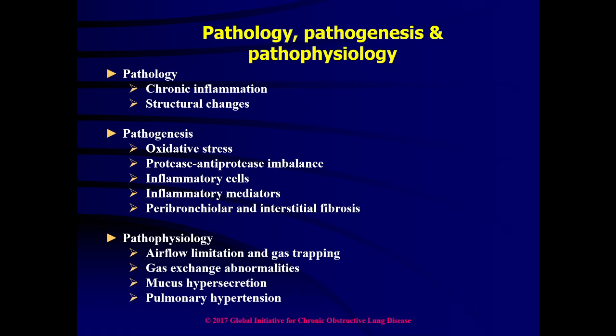With chronic bronchitis, there is mucus hypersecretion with mucus plugs obstructing the airways. All these will lead to hypoxia. Hypoxia will lead to pulmonary hypertension due to hypoxia-induced vasoconstriction.